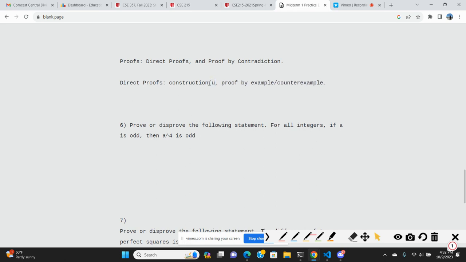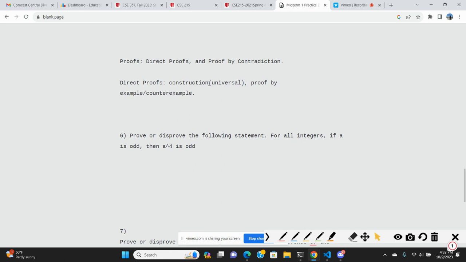And construction is used for universal statements, such as for all integers, for all. And the keyword really is for all. And example or counterexample are for existential statements. And counterexample is the specific name given for proving the negation of a universal, proving that a universal is not true. And that is counterexample because the negation of a universal is an existential. So example or counterexample is used for existential statements that we want to prove.